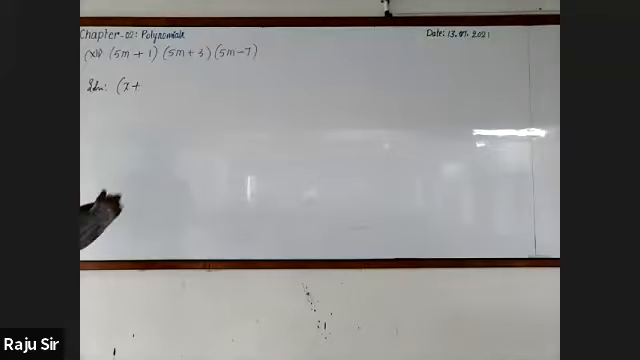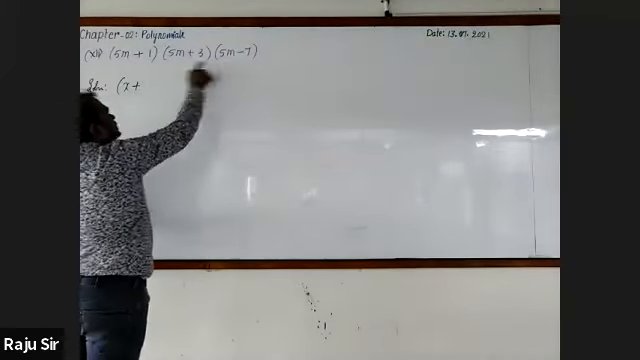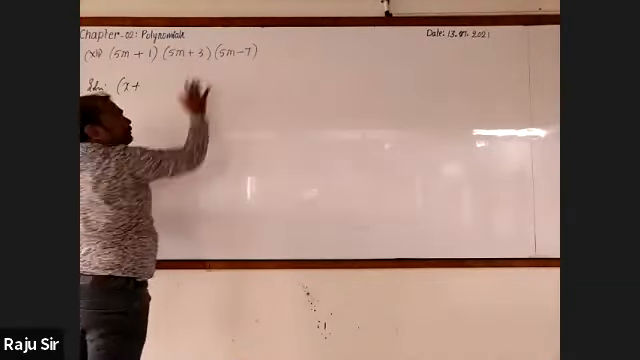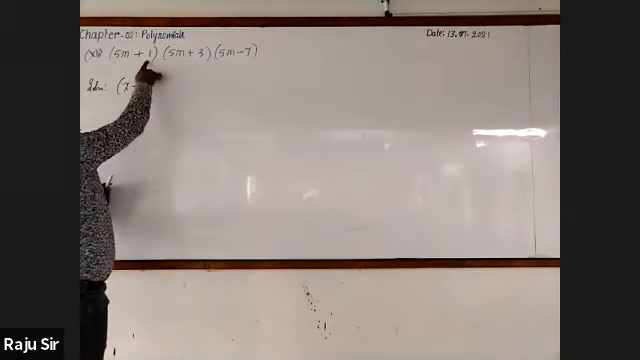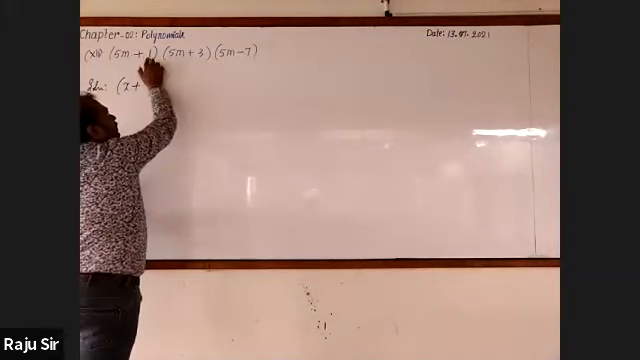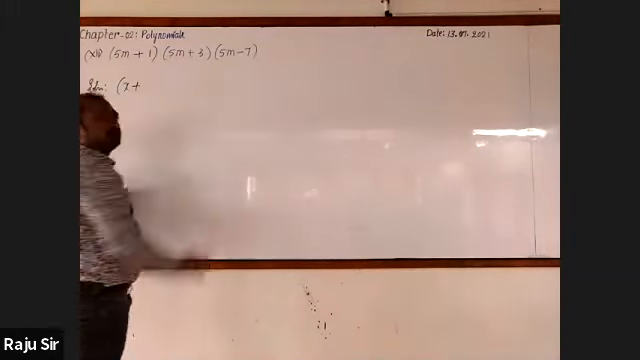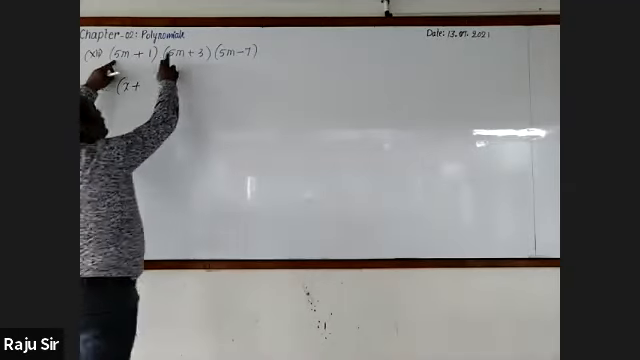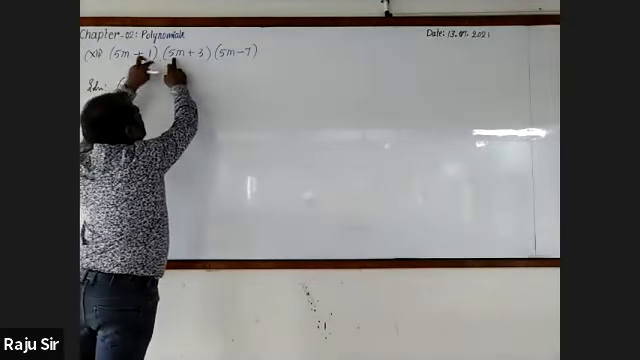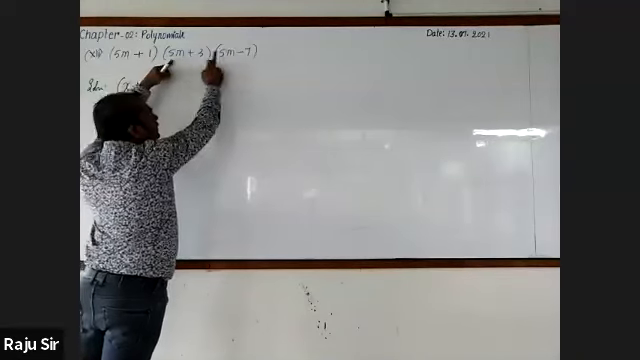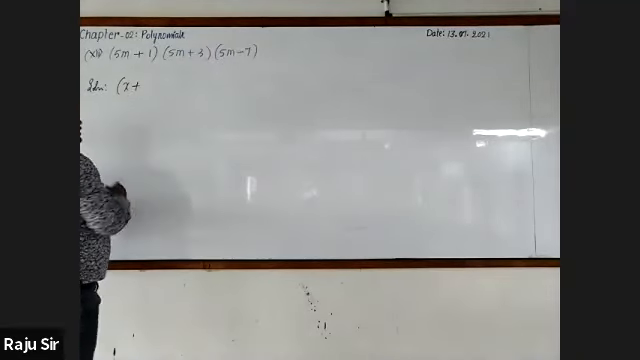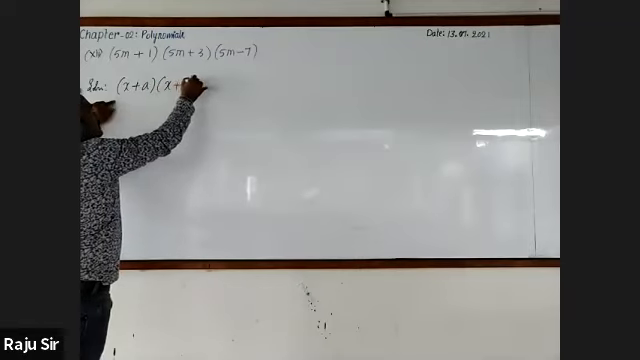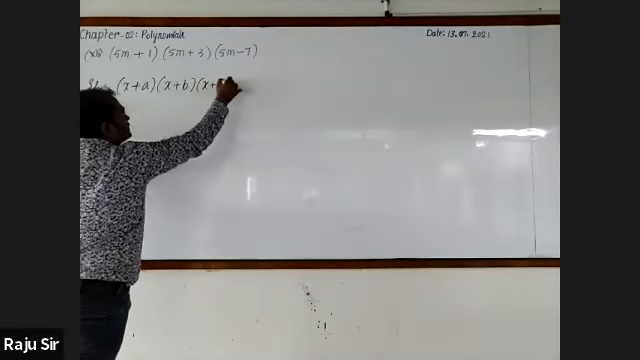Here you can come to know the first term in all these is say 5m, 5m, 5m, whereas second terms are different. Here 1, here 3 and minus 7. Therefore, you can say that this is in the form of x plus a into x plus b into x plus c.